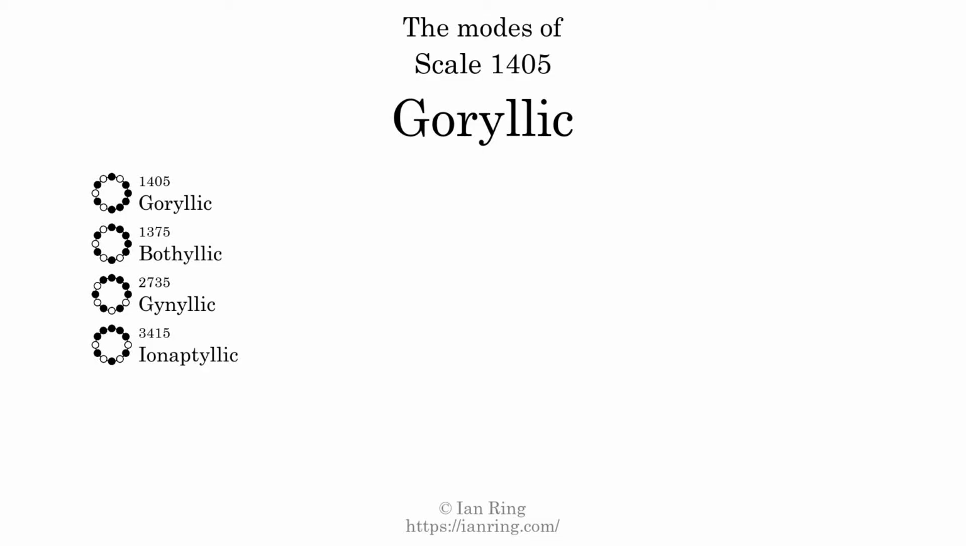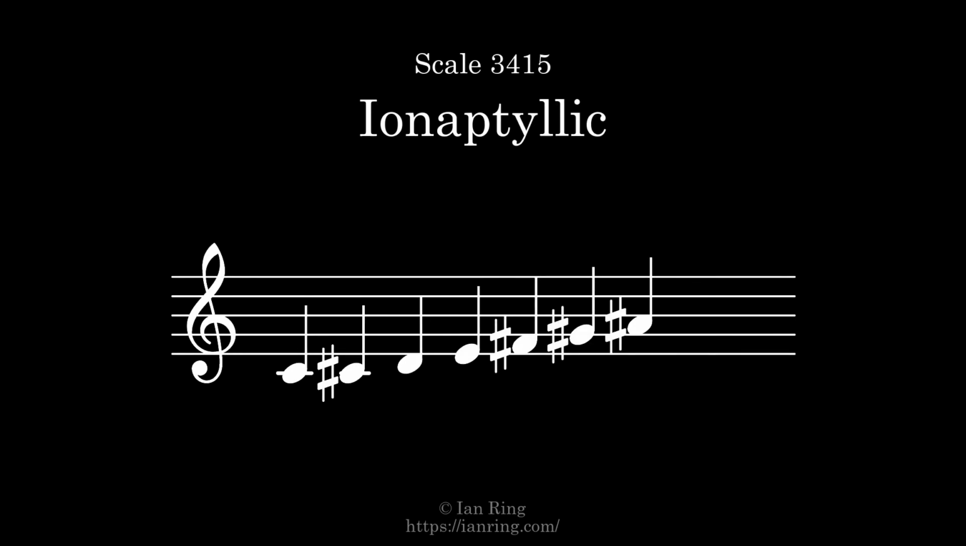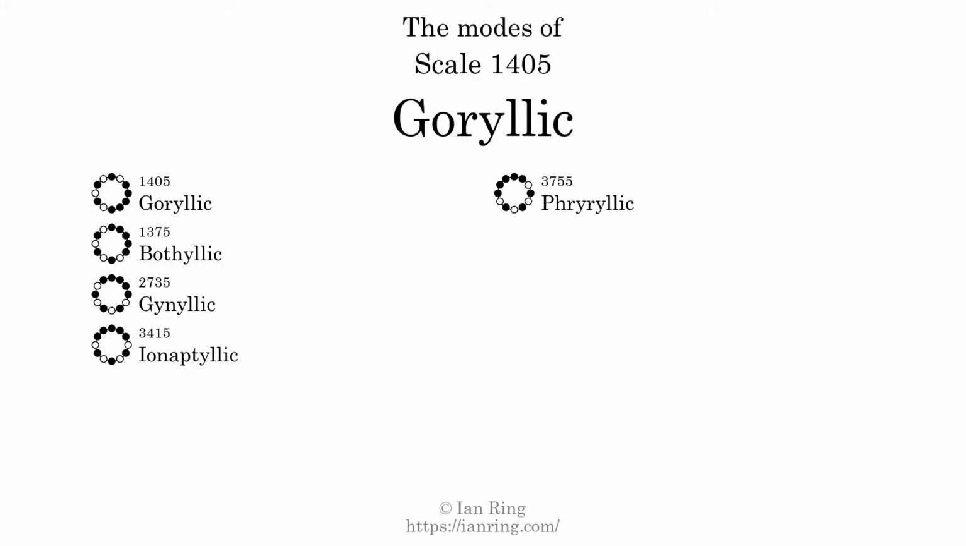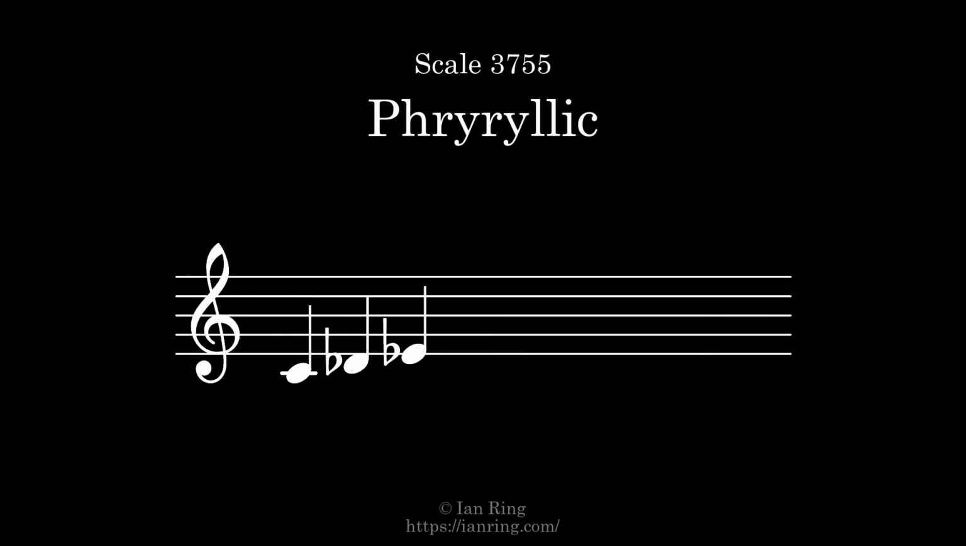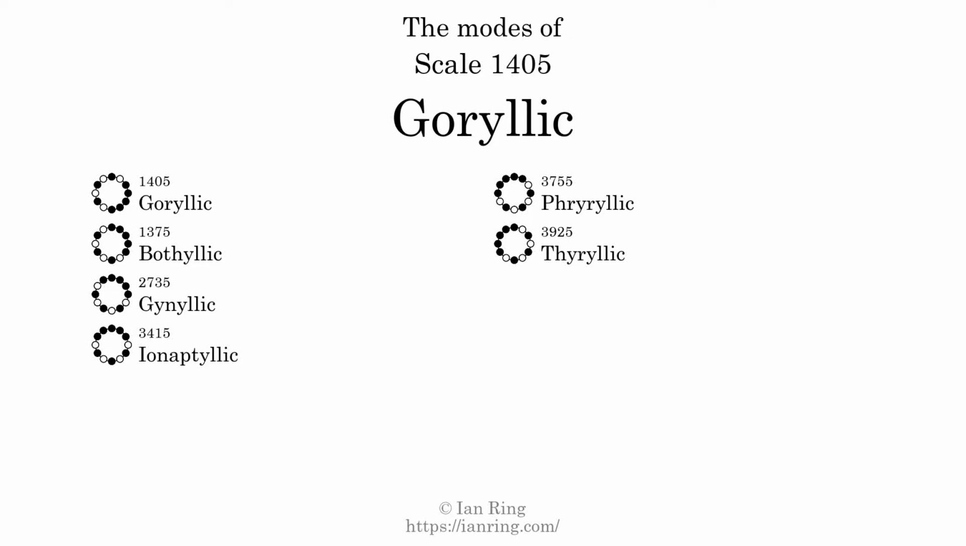The fourth mode is scale 3415, also known as ionaptilic. It sounds like this. The fifth mode is scale 3755, also known as Goryllic. It sounds like this. The sixth mode is scale 3925, also known as Goryllic. It sounds like this.